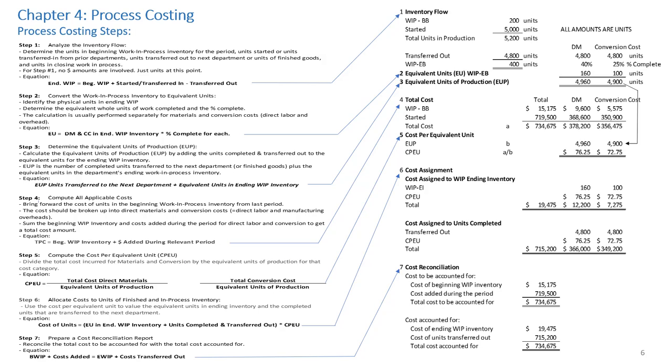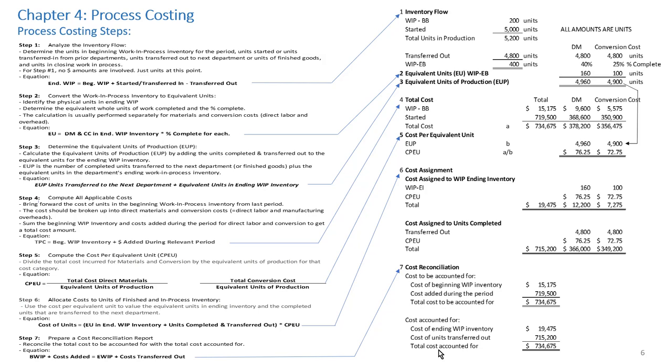The seventh and final step requires that we prepare a cost reconciliation report. For this step, we will reconcile the total cost to be accounted for with the total cost accounted for. The total cost to be accounted for is equal to the cost of the beginning work in process inventory plus all costs added to the production process. The total cost accounted for represents how those costs have been assigned to the ending balance for work in process inventory and for all production completed and transferred out. Having the two amounts equal illustrates how all costs incurred have been assigned for the period.